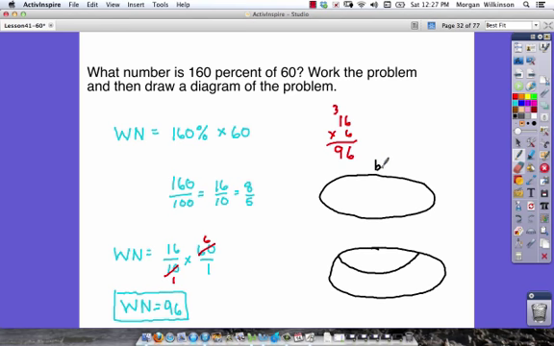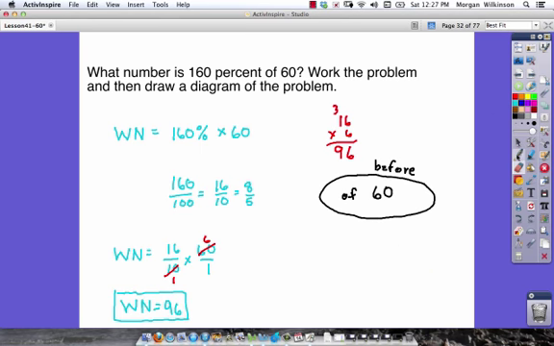This is our before. And it's of 60 because we multiplied by 60. Now, we don't have smaller pieces of 60 in this problem. We have bigger pieces. So we're going to need to have a bigger diagram box. And that bigger diagram box we can shape like a peanut. We shape that bigger diagram box kind of like a peanut.